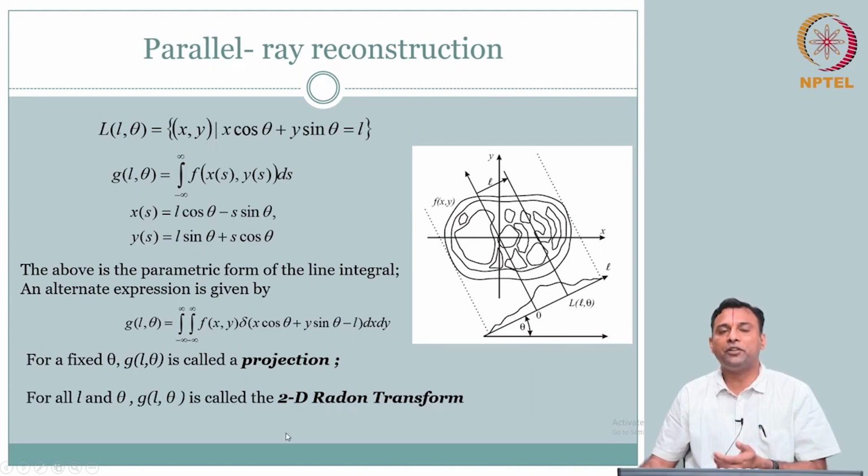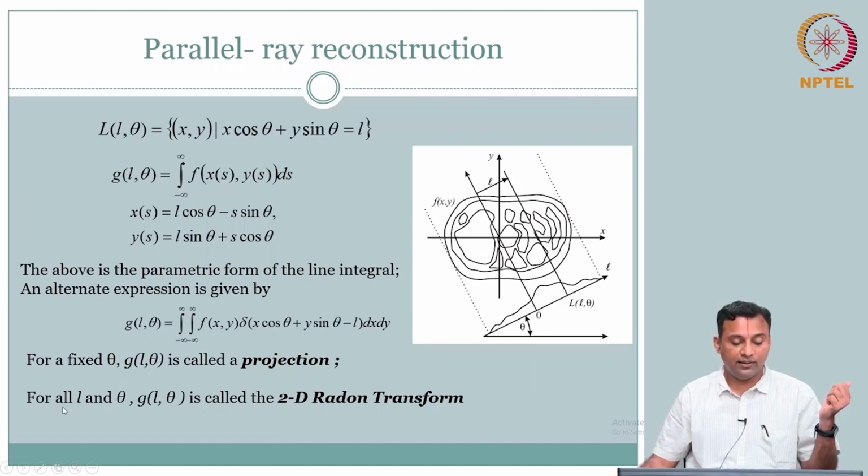It seemed intuitive, but what we didn't recognize is that this collection is called your 2D radon transform. So, if I give an object, and I reduce the dimensionality and have the projections from different views, then for all L and theta, your g of L comma theta is called the 2D radon transform.